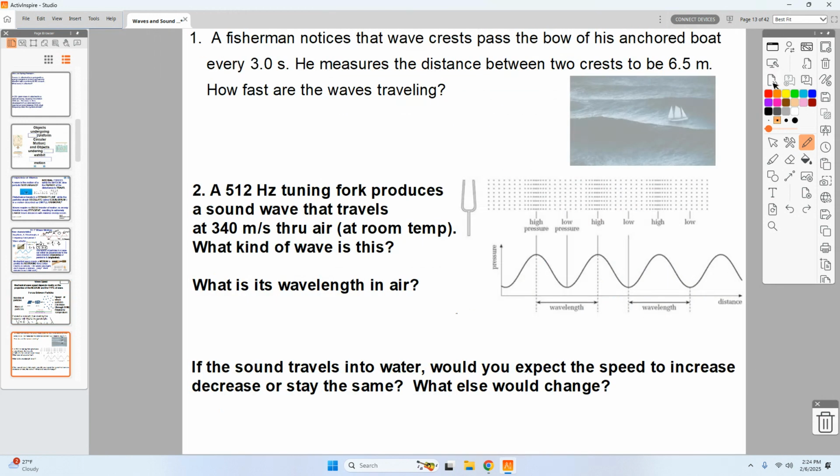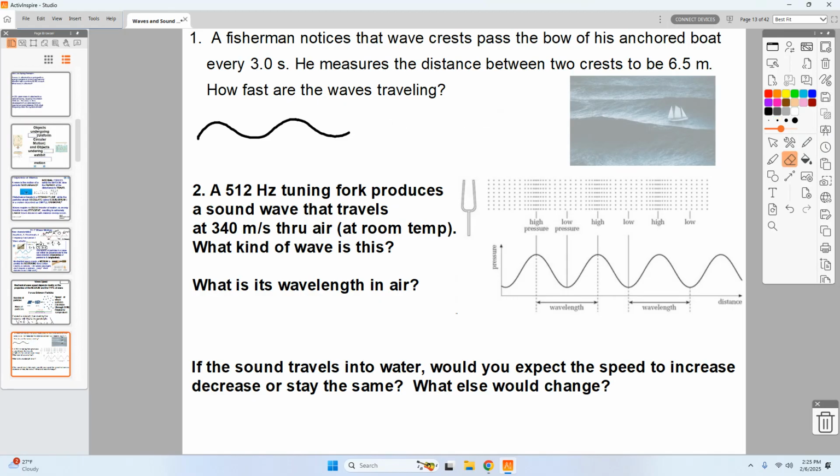Now we're going to do a few problems. A fisherman noticed the wave crest passed the bow of his boat every 3 seconds. He measures the distance between the two crests to be 6.5 meters. How fast are the waves traveling? I want to make a little drawing over here of water waves. And again, you notice that these things are not purely transverse waves. They look more like a combination of transverse and longitudinal.